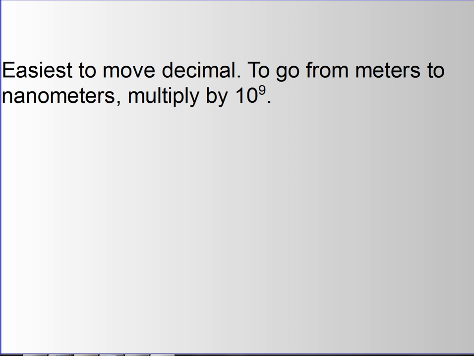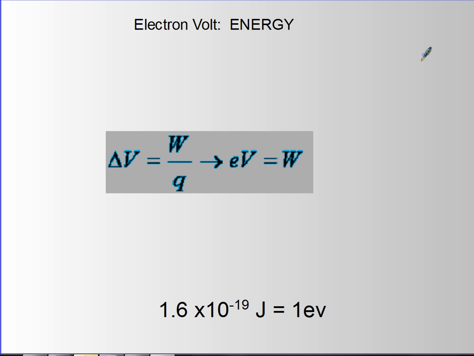All right. The easiest way is just to multiply by 10 to the 9th, move the decimal. Now let's talk about the electron volts. You remember the change in potential is a work per unit charge, so we can rearrange this so that the work is E, which is the charge of an electron, times V. Now we're going to define an electron volt as 1.6 times 10 to the negative 19 joules based on this.